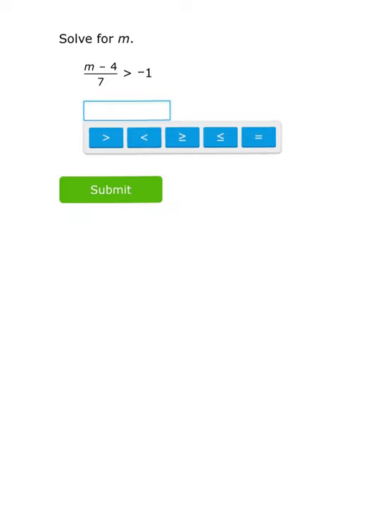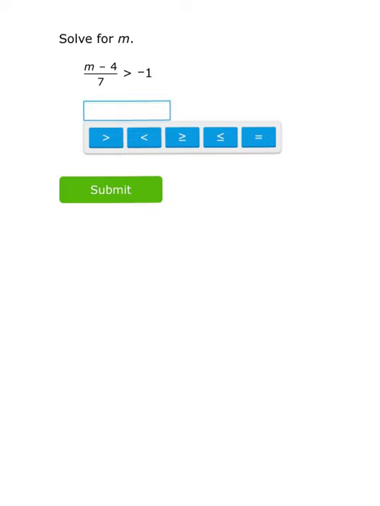m minus 4 divided by 7 is greater than negative 1. So I'm going to solve this just like I would an equation using my steps 1 through 5. The first step says clear any grouping symbols, which I don't have any. Grouping symbols are parentheses or brackets. Number 2 says combine like terms on the same side of the equal sign or inequality sign. We don't have any like terms on the same side.